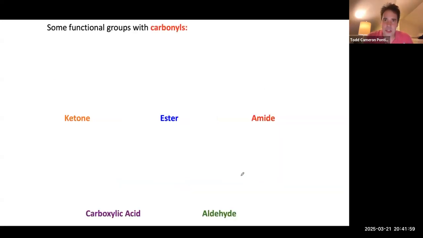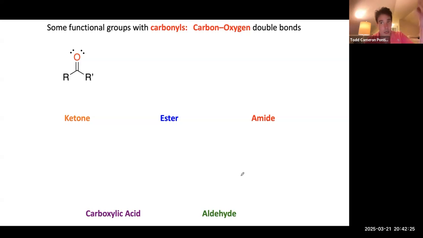Then we have a bunch of functional groups whose motif involves a carbonyl. A carbonyl is a carbon-oxygen double bond, and it turns out that having that carbon-oxygen double bond actually really changes the reactivity of a given set of atoms bonded together, hence why it creates these different functional groups. Let's go through them. So there's a ketone, which is where you have a carbon chain that has just one carbonyl, a carbon-oxygen double bond coming off of it.